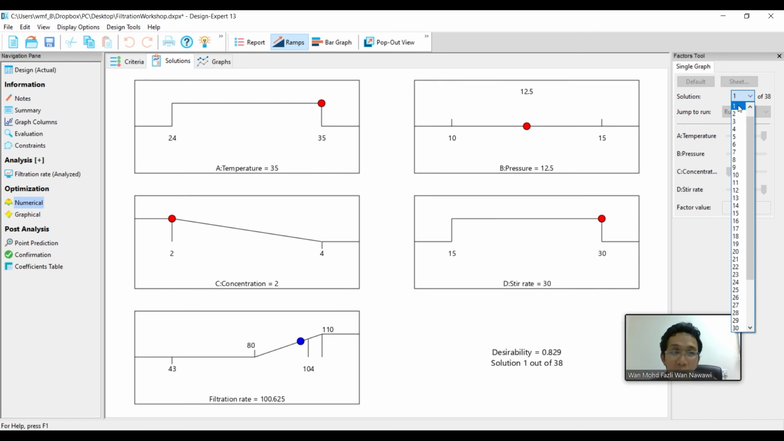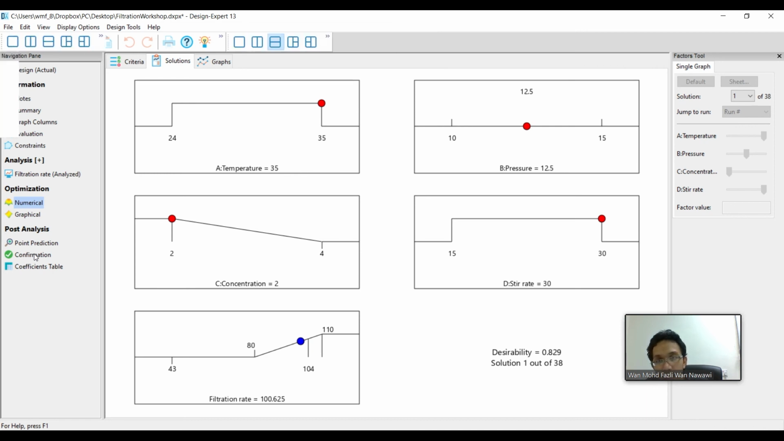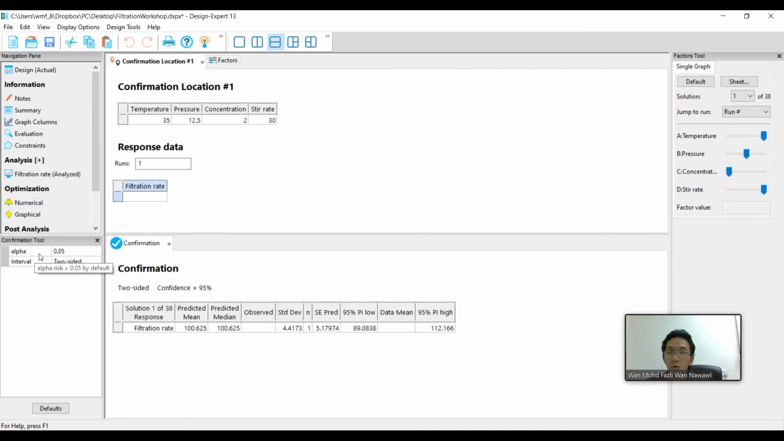So you basically run maybe 3, 4, 5 or 6 runs based on what this design asks you, and then you go to confirmation here. After you have done all this, you go to confirmation here, and you can see this. This is where you can input your result after you do the second experiment, meaning after you run the experiments that are predicted, that are given by the software.